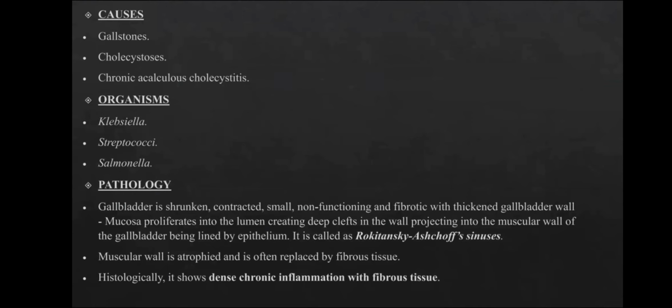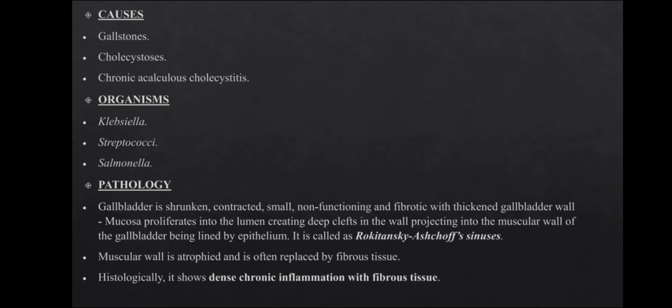Here a particular term is used: Rokitansky-Aschoff sinuses. That is, the mucosal layer proliferates into the lumen and deep clefts are produced in the wall, projecting into the muscular wall of the gallbladder. That is called Rokitansky-Aschoff sinuses.